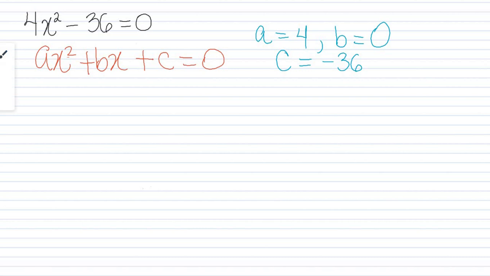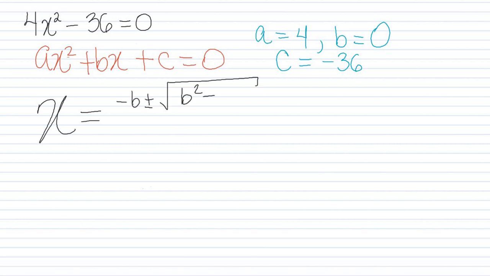Right? So you have x. I'm writing the quadratic formula now: x equals negative b plus or minus the square root of b squared minus 4ac, over 2a. Now we have the value of a to be positive 4, the value of b to be 0, and the value of c to be negative 36.